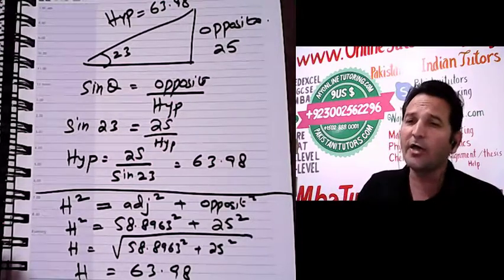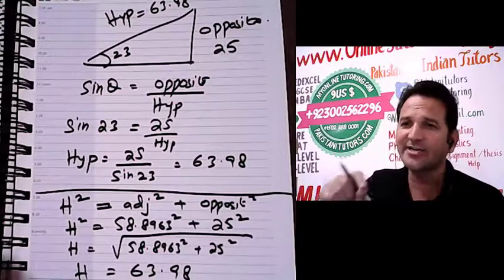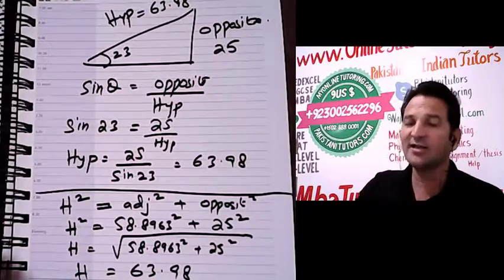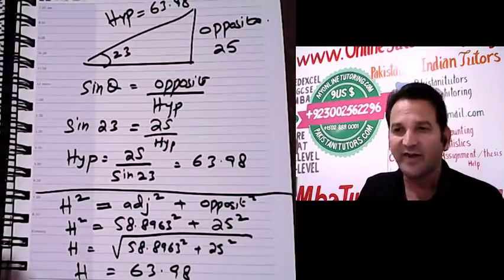So that is all about trigonometry. Whatever we have covered is mainly related to the right angle triangle. You can use the Pythagoras theorem, or you can use the 6 trigonometric functions.